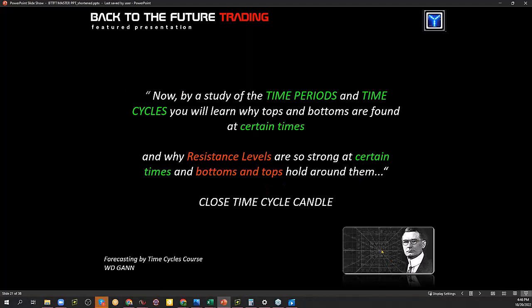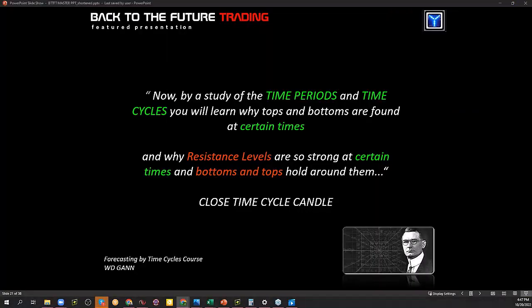Has anybody ever tried to deal with this, W.D. Gann's square of 9? Good luck. Just give me dots on a chart. Has anybody out there ever tried to understand the Gann square of 9? I think it's called the square of 9. Let me see. W.D. Gann square of 9. Just the image of it alone is crazy.